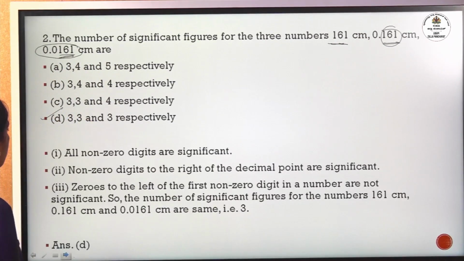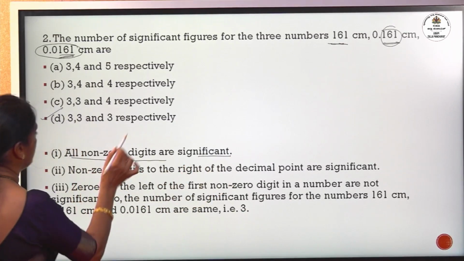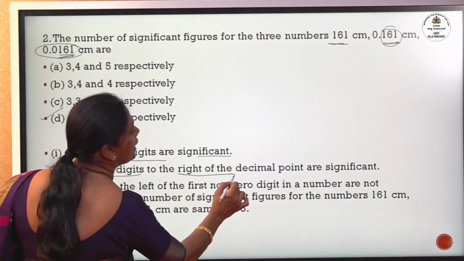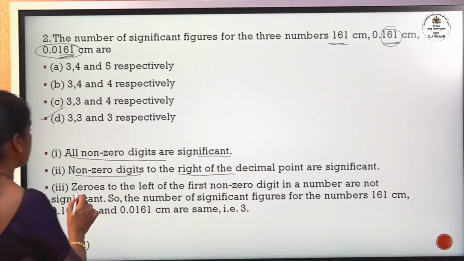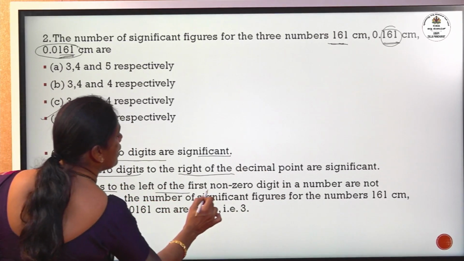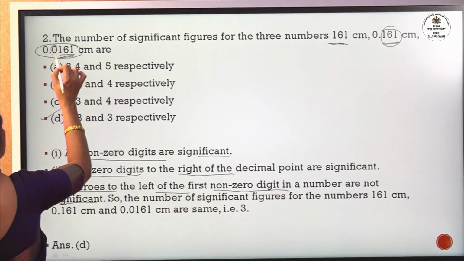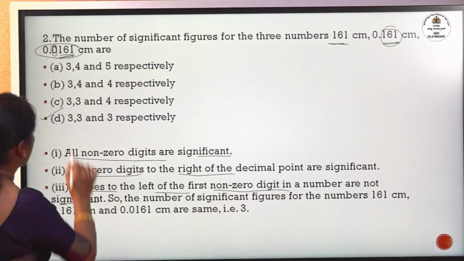3, 3, 3. So first all non-zero digits are significant. So 3 we are getting in that case. Non-zero digits to the right of the decimal point are significant. So we are getting 3 significant figures. Zeros to the left of the first non-zero digit in a number are not significant. This is not significant. So that is also 3. So answer is D.